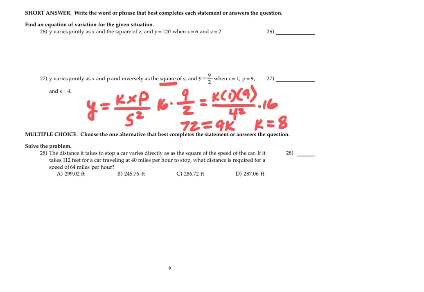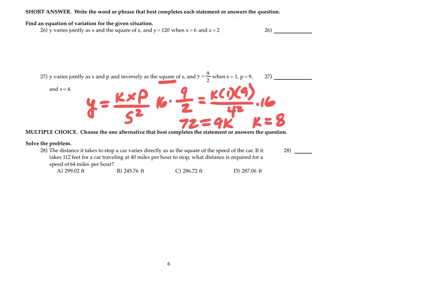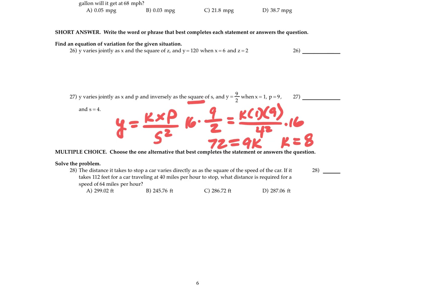Okay? So we got to do all that work to find out what our K value is. And the question is asking us to write the equation of variation. So we're going to write the function, or the variation equation. We're going to go back to what we have here. We're going to rewrite this exactly the same way, but we're just going to insert 8 for K. So y equals 8xp over s squared. And that's our variation equation. You don't have to do anything else with it.